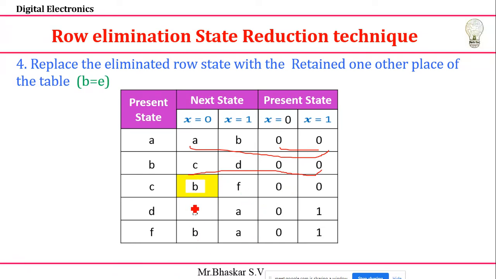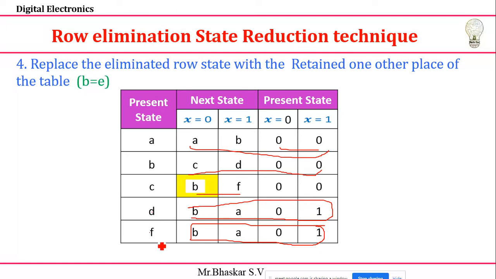It is not possible. Then I'll go for here, it is B and F and 00. It is also not possible. Then we can go to this condition. See carefully. BA01 and BA01. Then what I'm going to do, I can make D equal to F and I can retain one of D or F and I'm going to eliminate the other row.